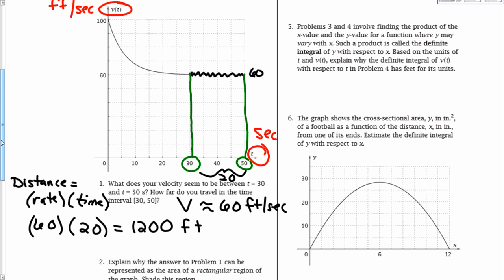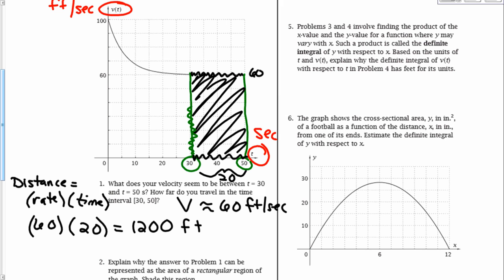So number 2, explain why the answer to problem 1 can be represented as the area of a rectangular region of the graph. When I was drawing on the graph, I basically did make a rectangle. And I'll go ahead and draw in my base. There's my shaded rectangle. I need to explain why the answer to problem 1 could be represented as that area. So basically what I did is I took the height, which is my y value, 60, and I multiplied it by my width, which was 20. And when I take 60 times 20, it gives me 1,200.